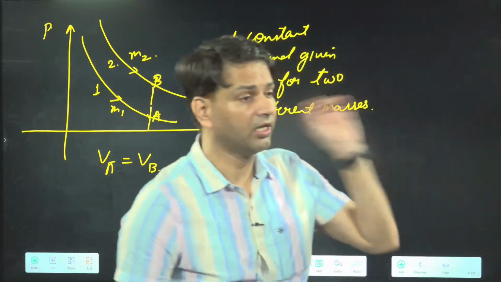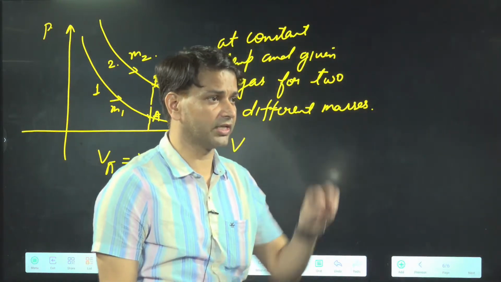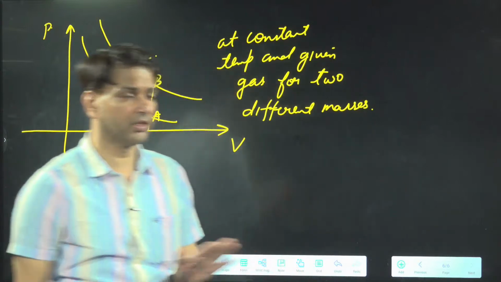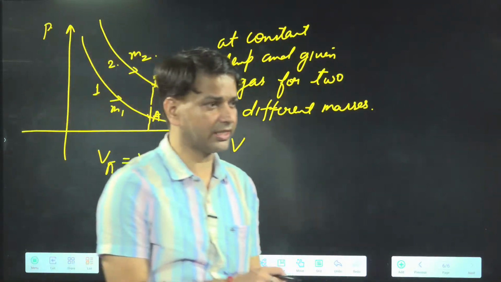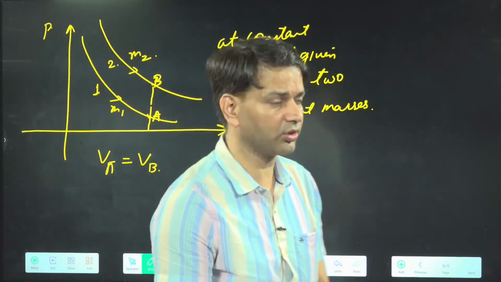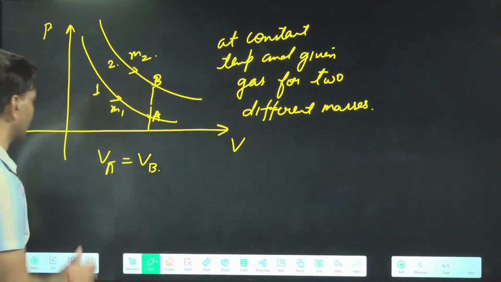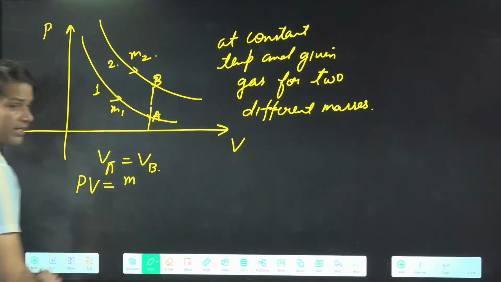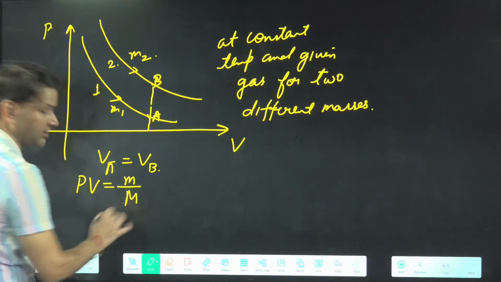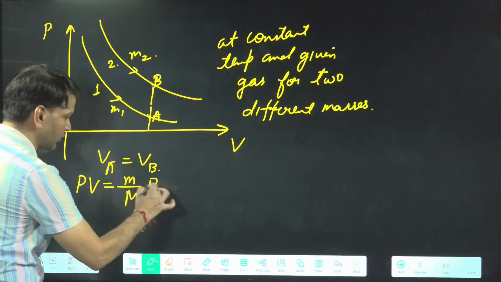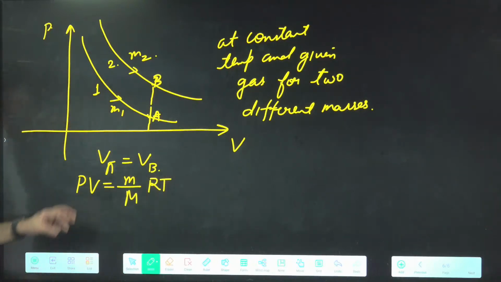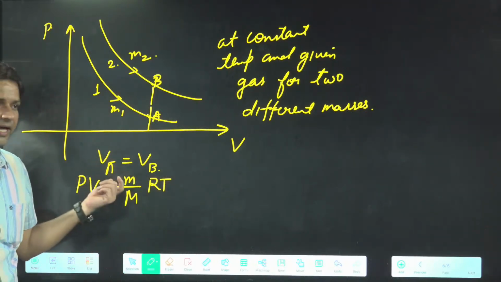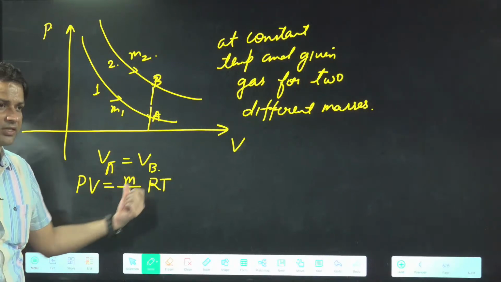Same gas given, same gas means molar mass is constant. At constant temperature means T is same. So this graph is plotted for constant temperature and molar mass. Now from the ideal gas equation I can say PV is equal to mass of the gas upon molar mass, that is the number of moles, into R into T. PV is equal to nRT, and I write it as mass upon molar mass into RT.